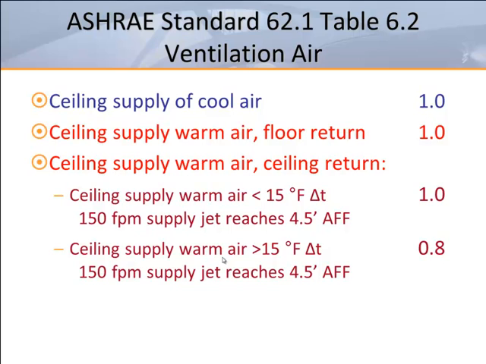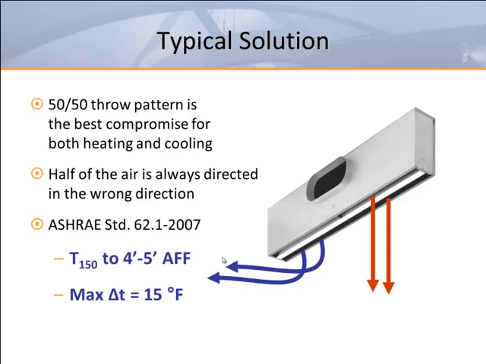When one of these conditions is not met, such as differential temperature greater than 15 degrees, the EZ factor becomes 0.8, which means you must supply 25% more ventilation air during heating conditions. Where overhead heating is combined with a floor return, meaning the return is located below the breathing zone, either low sidewall or on the floor, the EZ will be 1.0. The T150 reaching the 4.5 foot level also helps to assure that ASHRAE Standard 55 requirements for a maximum temperature gradient from ankle level to neck level of 5.4 degrees Fahrenheit is met.